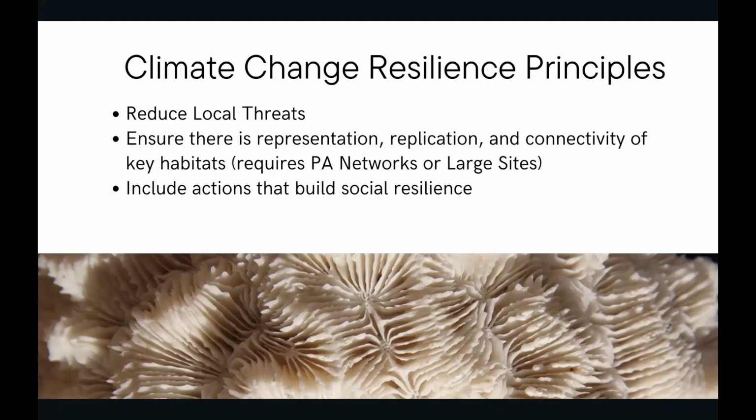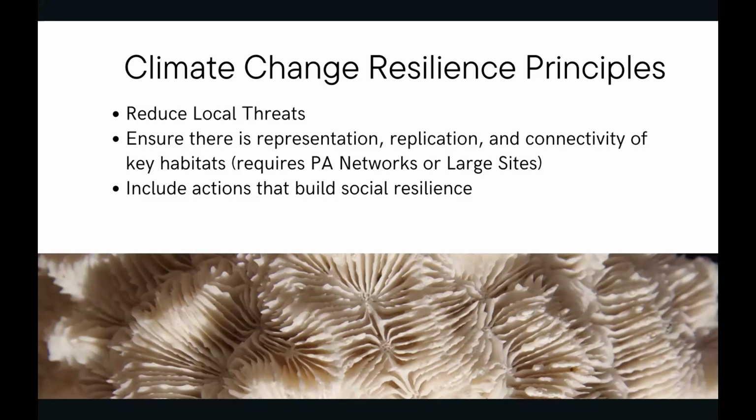Another principle is ensuring there's representation, replication, and connectivity of key habitats. This means that all those habitats that we talked about in the earlier session, which you need to protect species at different stages of their life, are represented. They're replicated, meaning you have more than one area of, say, mangroves protected. You don't just have one area of mangroves protected. You have multiple areas of mangroves protected.